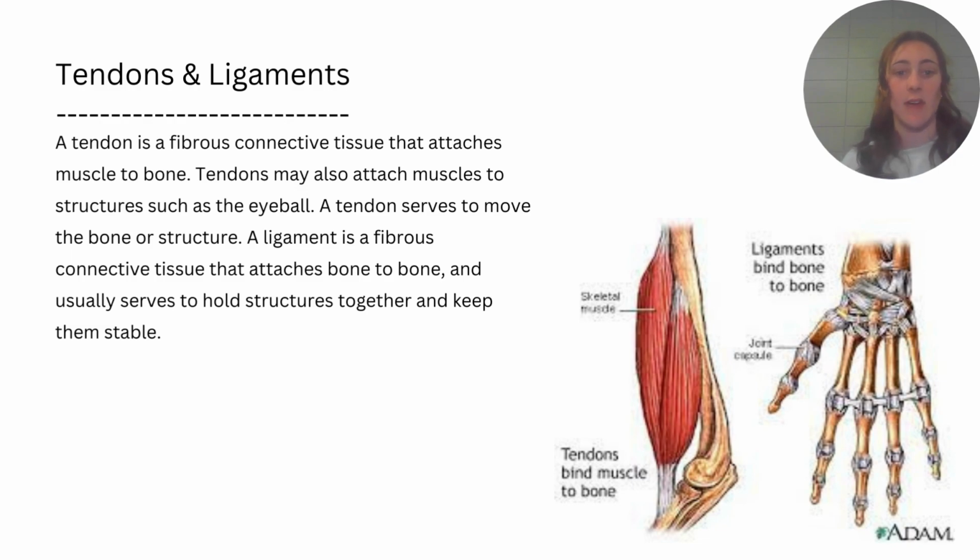A ligament is a fibrous connective tissue that attaches bone to other bone, and it usually serves to hold structures together and keep them stable. In this diagram below, we see skeletal muscle being held to the bone by tendons, and alternatively, we see ligaments binding bone to bone in the structure of your hand.